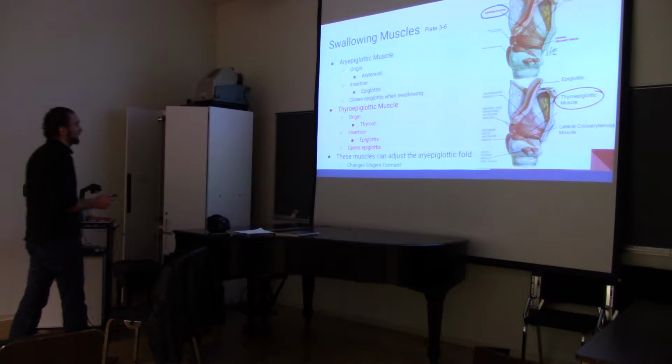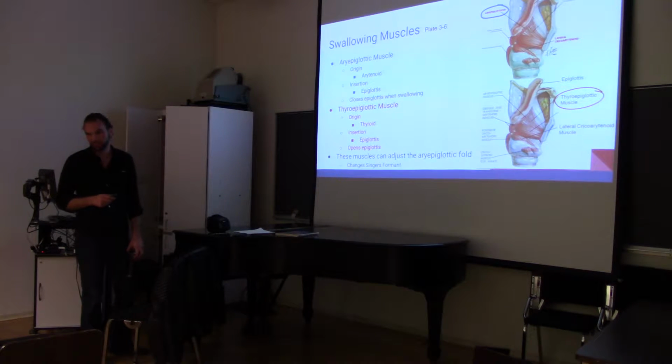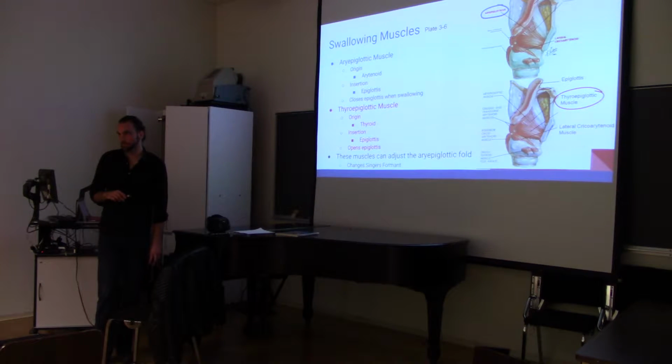Okay, so the aryepiglottic muscle, this one right here. That's the one with the arytenoid and the epiglottis, and it closes the epiglottis while we swallow, right? And the thyroepiglottic muscle is this one, which opens it. Can you all see them on those diagrams? This one goes this way, because when it constricts, it pulls this down. And this one goes this way, because when it contracts, it opens it up. Right? Some people look confused. Are we confused? No. Okay.